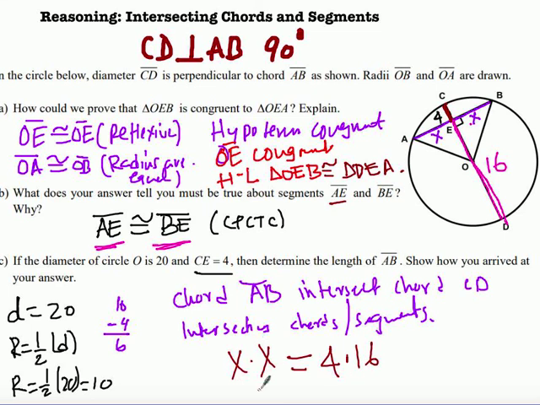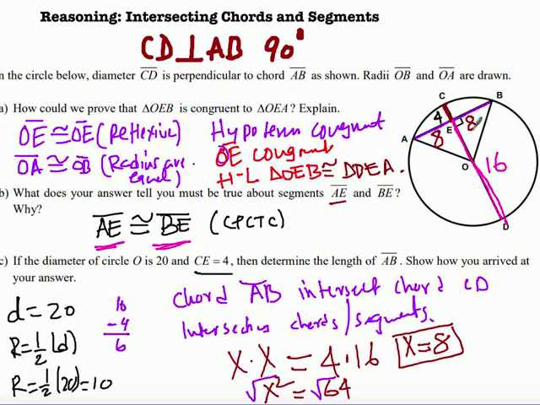Now X times X is X to the power of 2, equals 4 times 16, which is 64. In order to find X, we take the square root on both sides, so X will be the square root of 64, which is positive 8. So X is positive 8. Let's replace the X by positive 8. This is positive 8, and this is also positive 8.